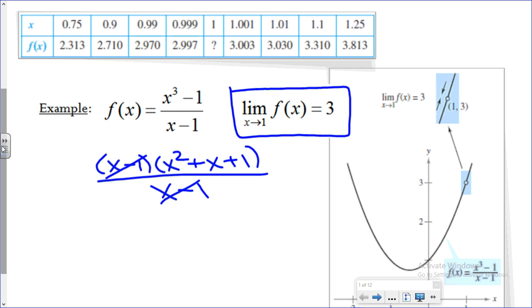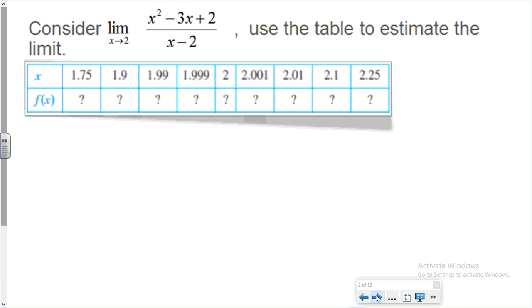Okay, so this is what we're going to do. We're going to talk about a numeric chart one time, but that is not the method I want you to use. What I would like you to do is go ahead and write down this limit right here. The limit as x approaches 2 of x squared minus 3x plus 2 all over x minus 2. Write it down so you have it.